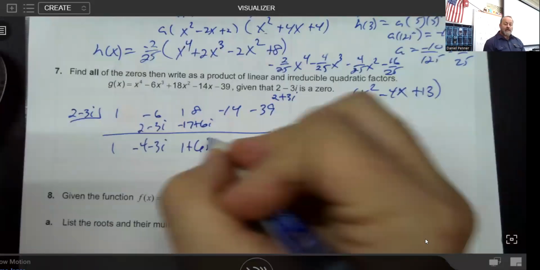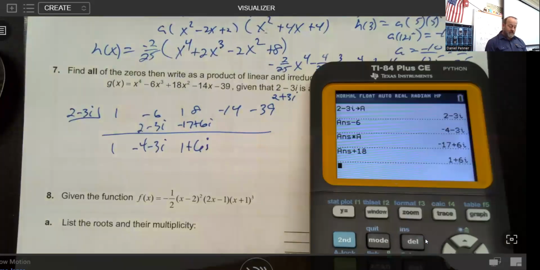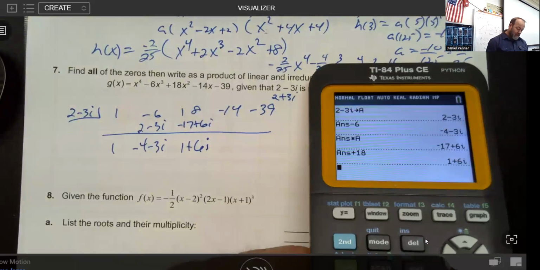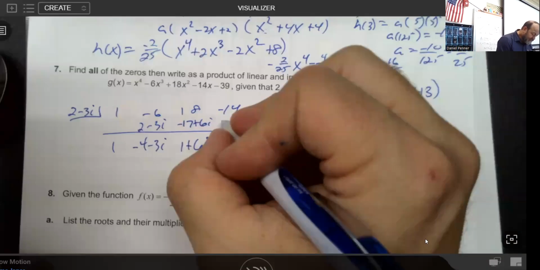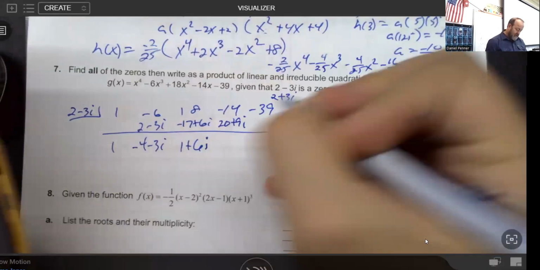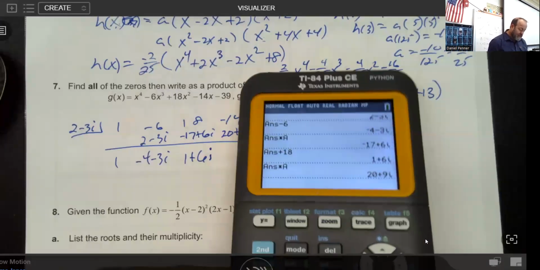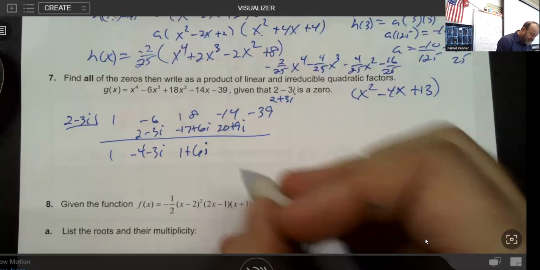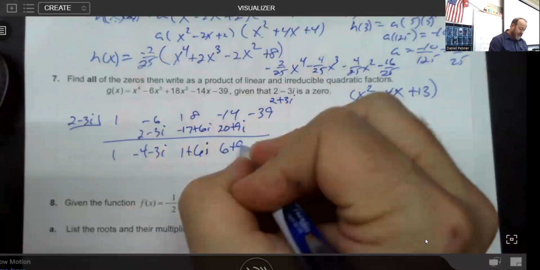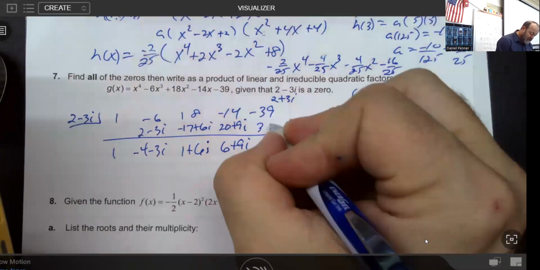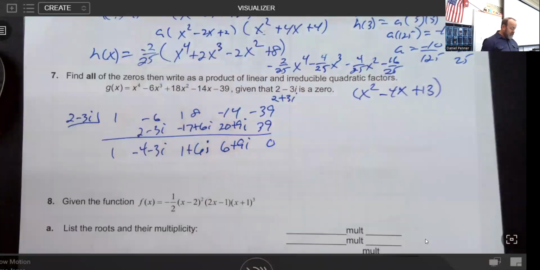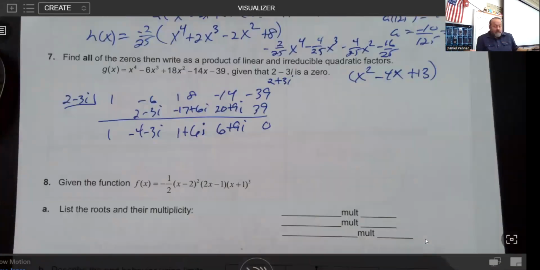Now, the nice thing is, as long as we have this stored in our calculator, it's going to do all the hard work. That's 20 plus 9i. Take away 14. 6 plus 9i. Times alpha one more time. And what do you know? I got 39 plus no i's. And that gave me 0. Now, I knew that was going to happen because I told you it was a root.